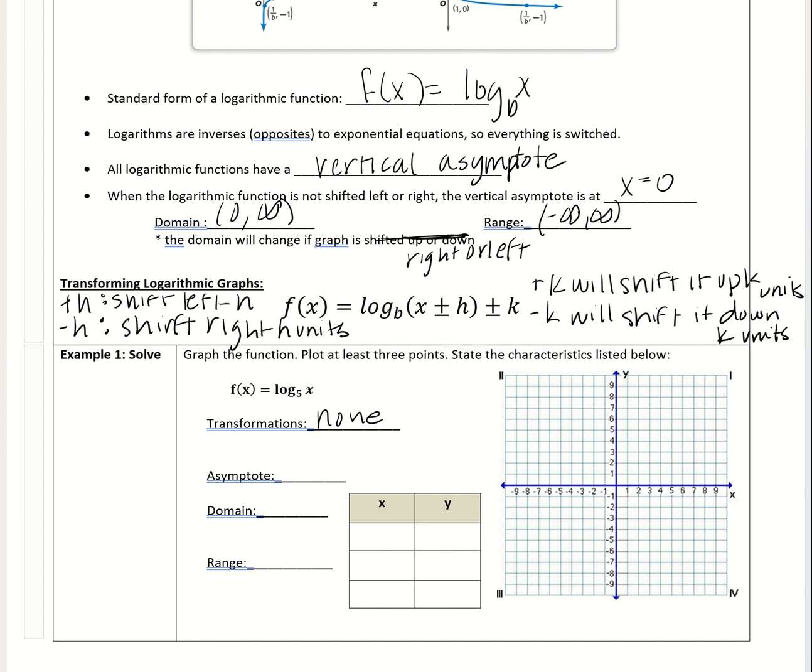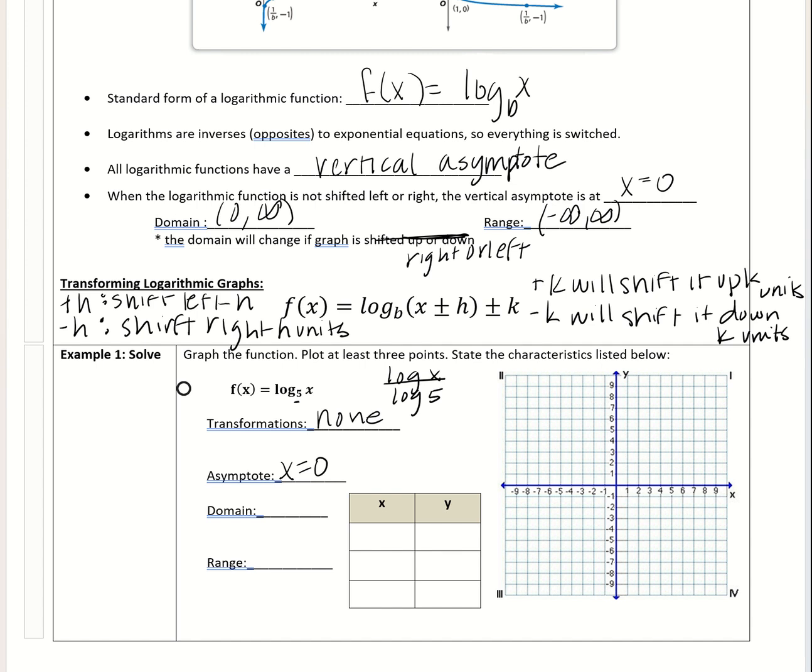The asymptote here is going to be x equals 0 since there's nothing added on or subtracted on the x value. We'll get back to the domain and range, but I'm going to talk about some values that you can plug in to do this. Remember, you cannot put log base 5 into your calculator, so we are going to have to use the change of base, which would be log x divided by log 5.